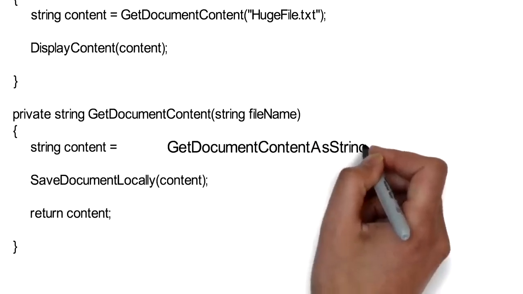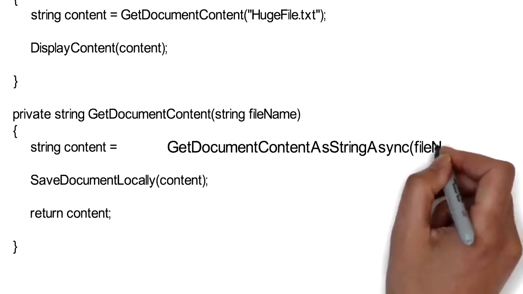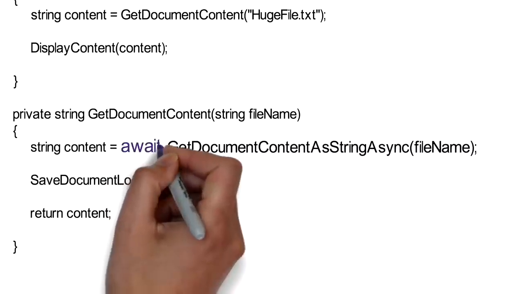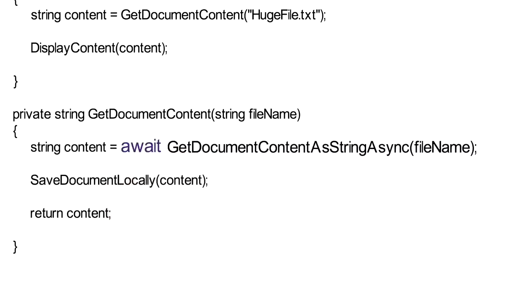So the method we want to call is named getDocumentContent_string async. So we need to use the await operator preceding the method call to the getDocumentContent_string async method like this. This is telling the C# compiler that we wish to call this method asynchronously.